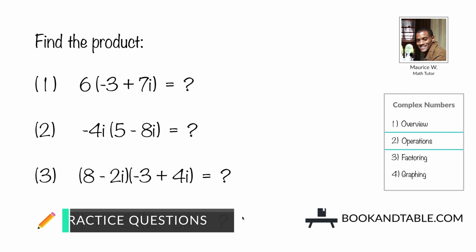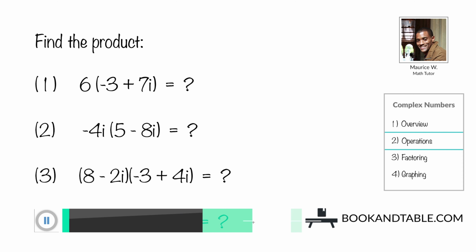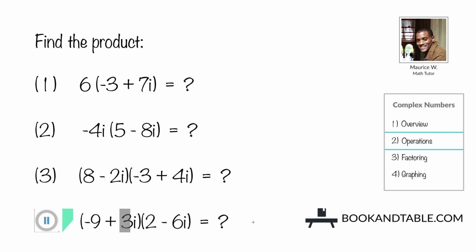Let's have you try a few practice questions. Question number 1. Find the product of 6 times -3 plus 7i. Question number 2. Find the product of -4i times 5 minus 8i. Question number 3. Find the product of 8 minus 2i times -3 plus 4i. In question number 4, find the product of -9 plus 3i times 2 minus 6i. Pause the video, answer these questions, and then press play when you're ready to begin.